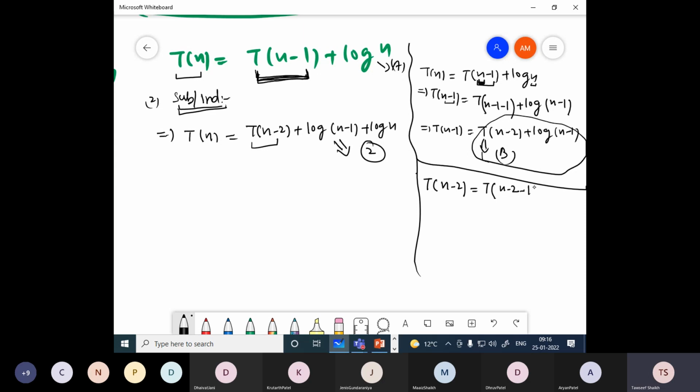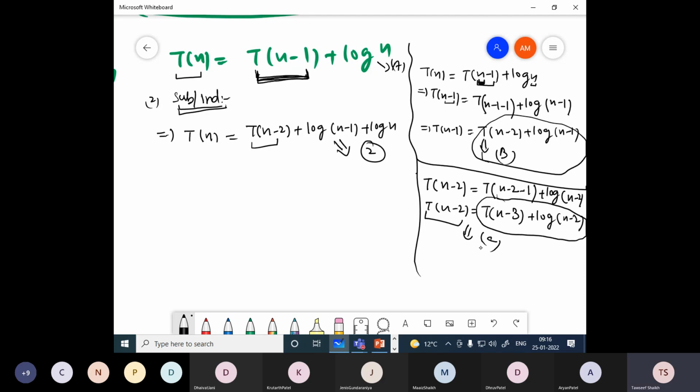Minus 1 is already there of its own. Plus, again, in place of n, we have to put n minus 2. So T of n minus 2 will be equal to T of n minus 3 plus log of n minus 2. Now again, T of n minus 2, which is equal to this much, we will put it back in equation number 2. Let's denote it by equation number C.